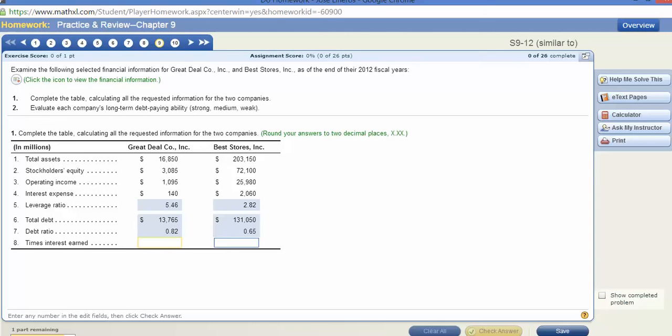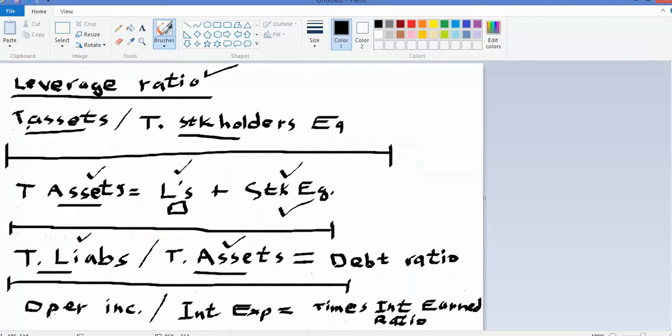Let's look at times earned interest. If you remember, times earned interest ratio is operating income divided by interest expense. One of the things that this type of analysis is trying to indicate is how much operating income you have to cover interest expense. If you have very, very little operating income and you have tons and tons of interest expense, you owe lots of money, that's generally viewed as negative. If you have ample operating income to cover your interest, it's perceived as something that's good.